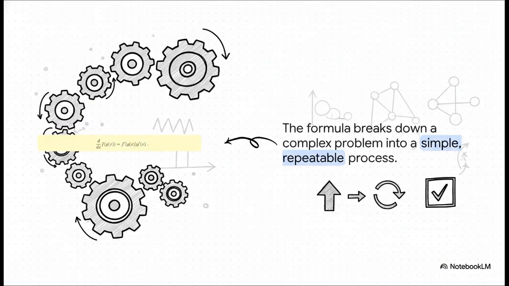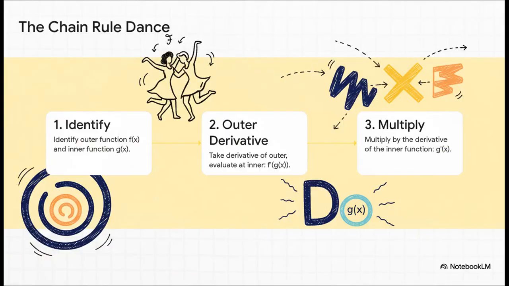Okay, I get it. This formula might look a little intimidating at first glance. But the beauty of it is that it's not really a complex idea. It's just a recipe. It's a set of instructions that breaks a tricky problem down into a really simple, repeatable process. You can think of it like a three-step dance. First, you take the derivative of the outside function, but, and this is key, you leave the inside function completely alone. Just leave it as is. Then you multiply that whole thing by the derivative of the inside function. That's it. Outside, then inside.